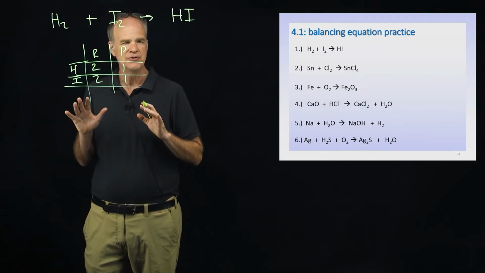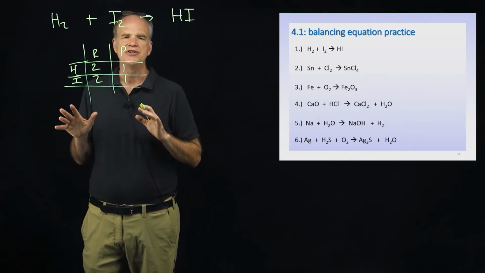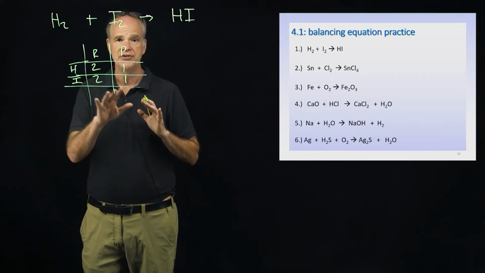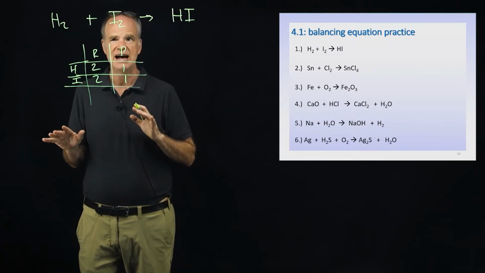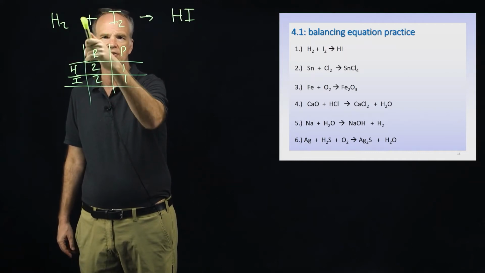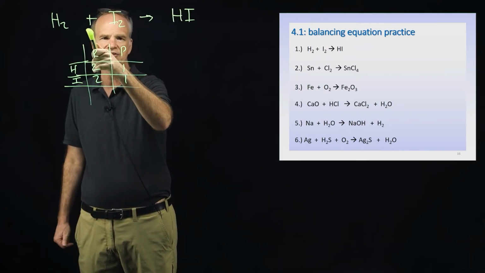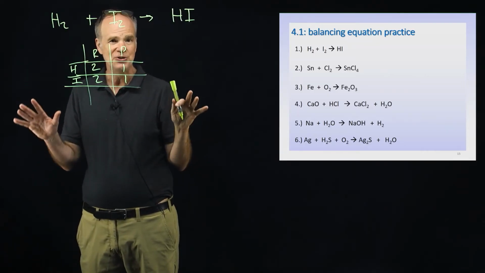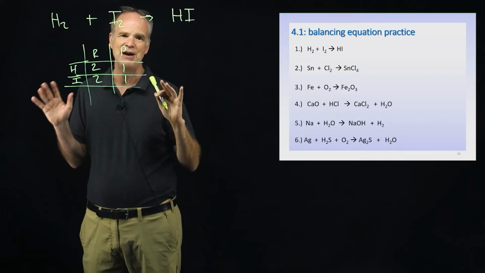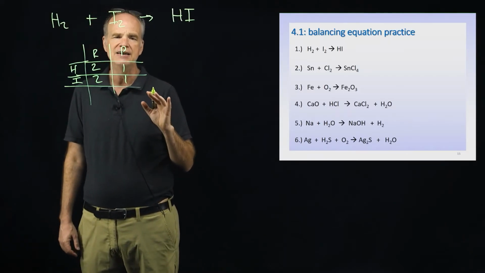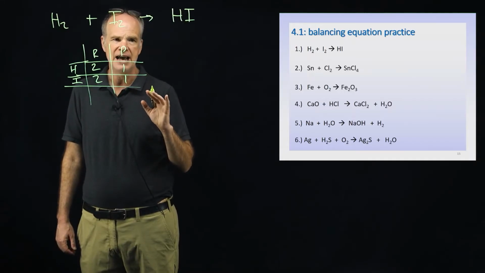Remember the second rule I went over: if you have a lone element on one side of the equation and you don't see that element in another compound, you can balance that last. We have an example here. We have H2 as a lone element, and there's no other compound with H on the reactant side. We also have that with iodine, but those are the only 2 elements in this equation, so we have to balance them anyway right now. Is there a simple way to get atom balance?